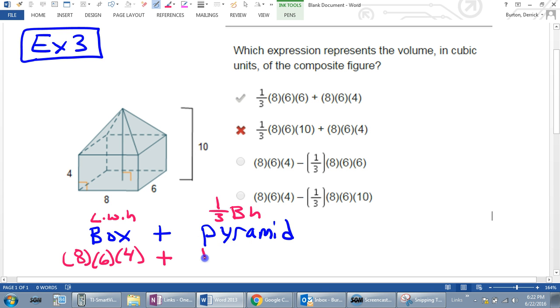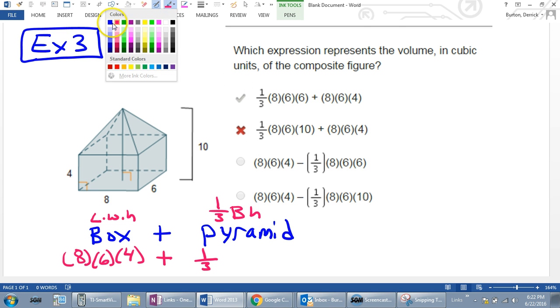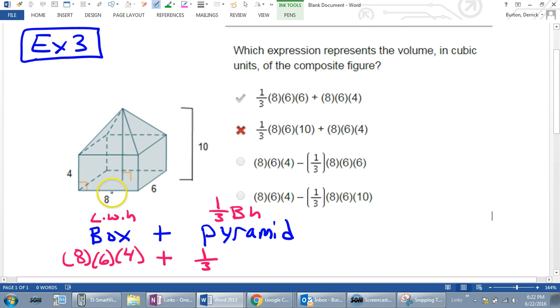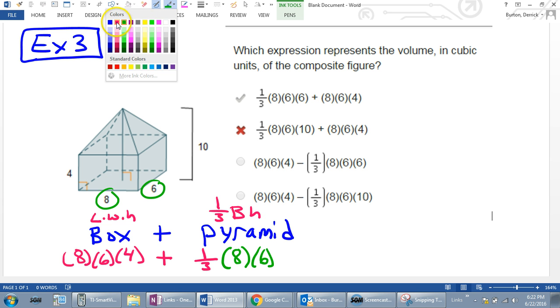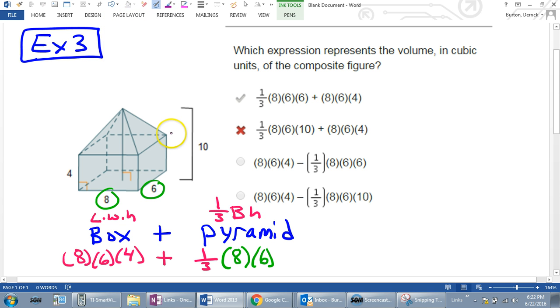Now the pyramid. I said it was going to be 1/3, and then it's going to be the area of the base. Well, the area of the base is 8 times 6. So it's going to be 1/3, 8 times 6, and then times the height. Let's see, I'll do purple. Now again, except this time I'm going to be able to hear you. The total height of the shape is 10. The height of the box is 4. What's the height of the pyramid? 6.